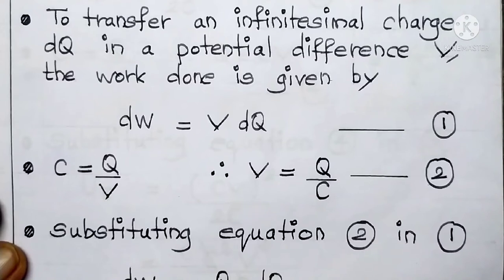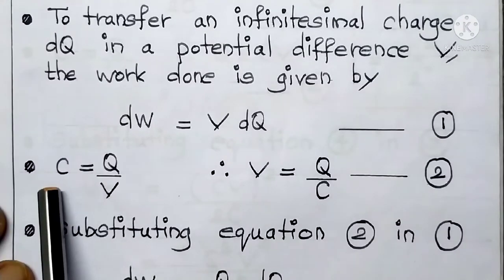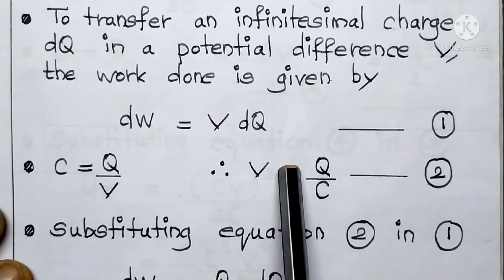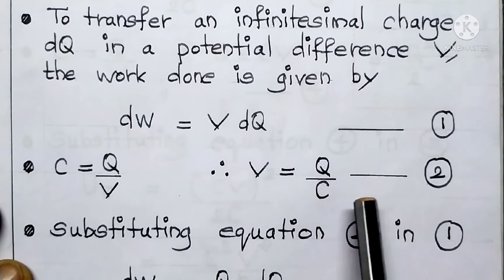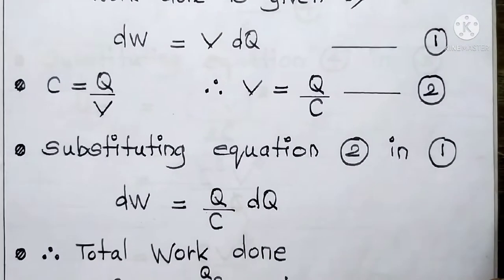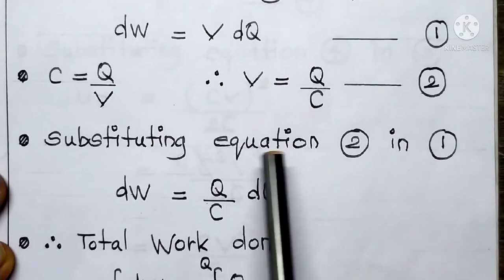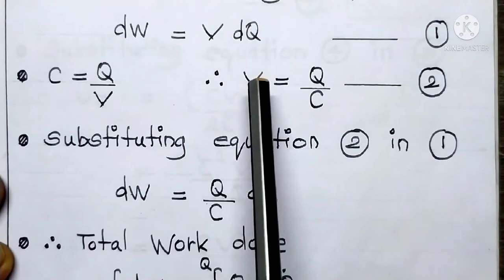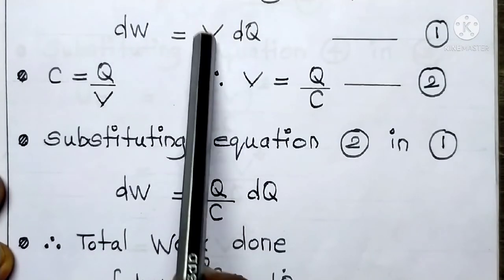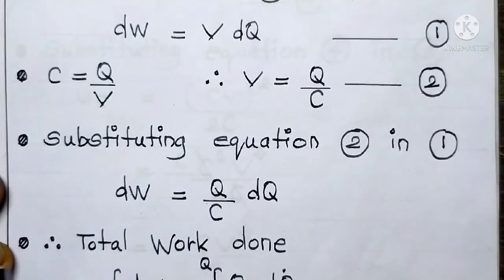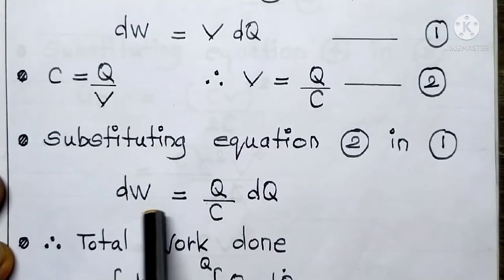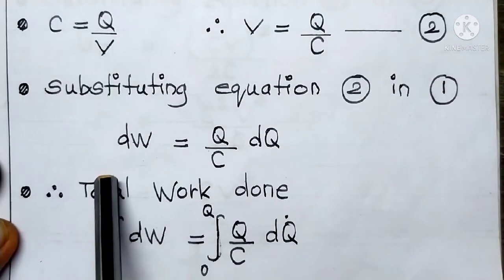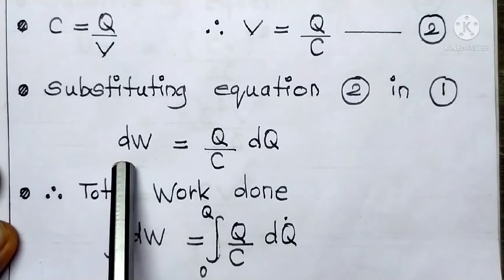As we all know, the expression for capacitance is C is equal to Q by V. Therefore, V is equal to Q by C. Let this be equation number 2. Now, substituting equation 2 in 1, in the place of V, I am going to substitute Q by C. So, we get dW is equal to Q by C dQ. So, this is the expression for a small work.